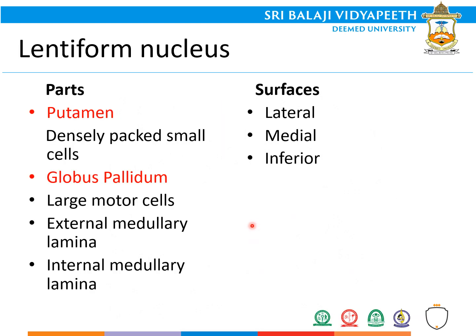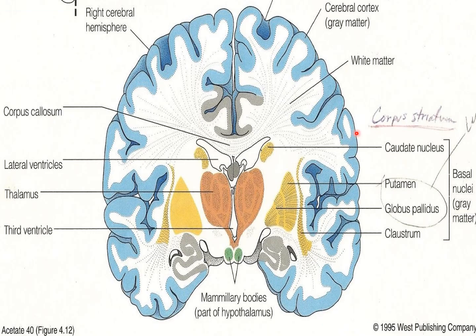Now the lentiform nucleus, as we just said, has two parts: the inner part, which is the globus pallidus, and an outer part which is called the putamen. The outer part is made up of densely packed small cells, whereas the inner part is made up of large motor cells, and this is further divided by an external medullary lamina and an internal medullary lamina. Coming to the surfaces, the lentiform nucleus has a lateral surface, a medial surface, and an inferior surface.